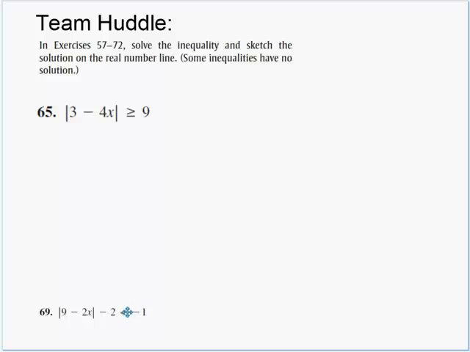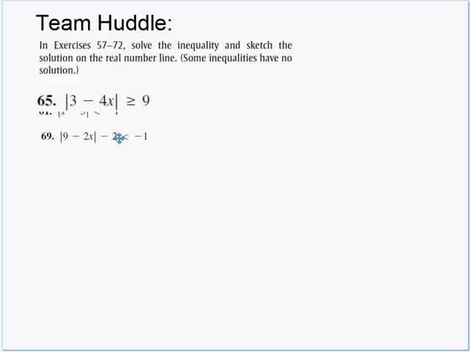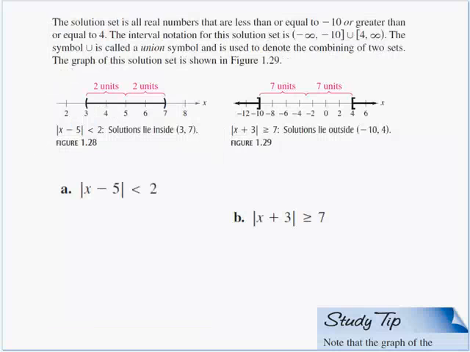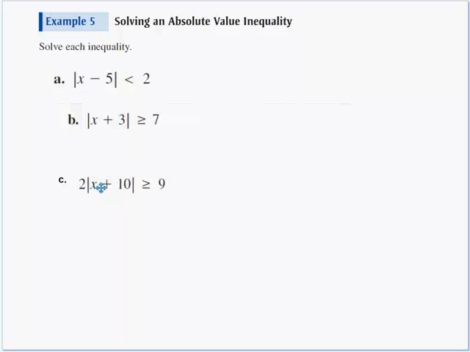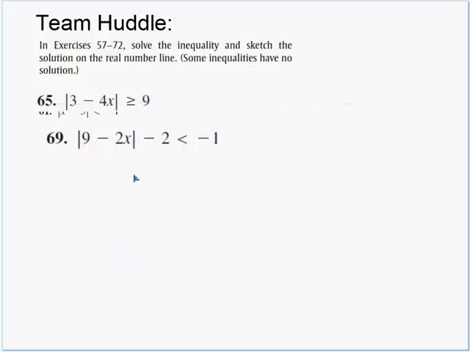Last one. Number 69 is a lot like the third example from the previous slide. In this one, remember we wanted to get the absolute value bars alone before we reflected that number to the other side and made it negative. Here we had to divide by 2. Not so here. Here we just want to add 2 to get those bars by themselves.